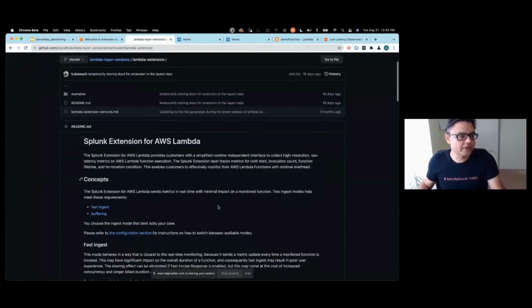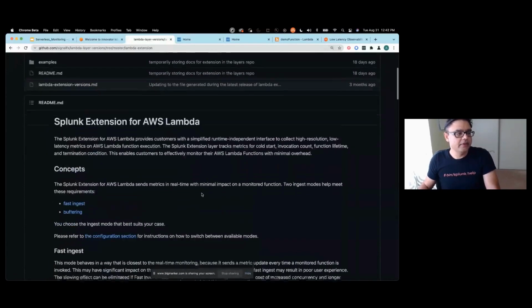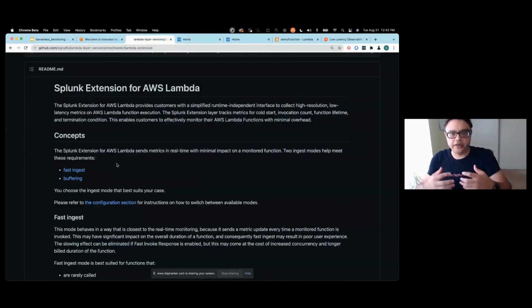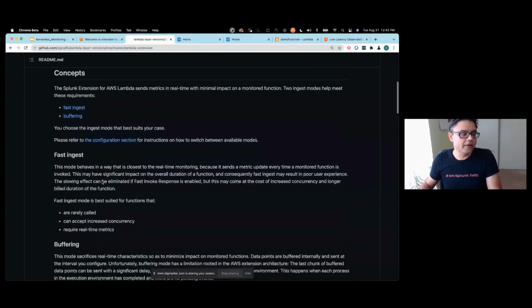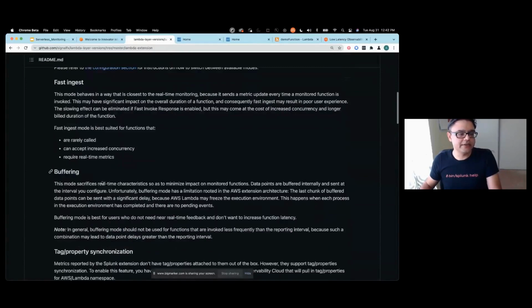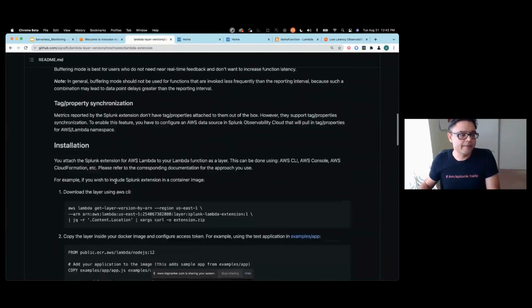Let me increase the size a little bit. We talked about how you get data in. There are two modes: fast ingest and buffering. Fast ingest you want to use for rarely used or infrequently called functions. And buffering is where you do not really care about data coming into Splunk as soon as possible or within seconds.